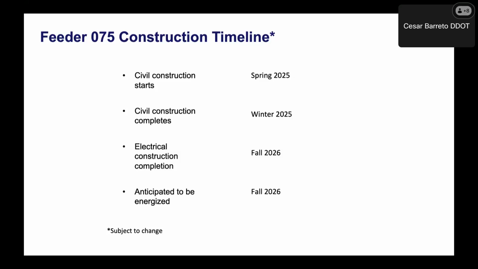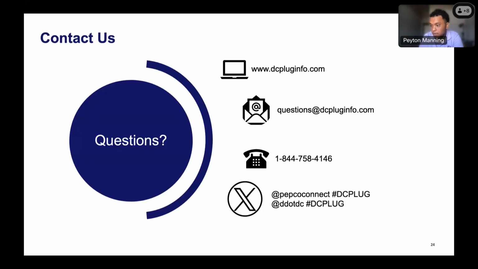How will we know how to join the listserv? Sure. If you go to the project website, it should be on the flyer that you received, www.dcpluginfo.com. You'll see an option to click feeders, and you would go to your feeder, feeder 075. And once you're in that, you'll be able to sign up for the listserv.